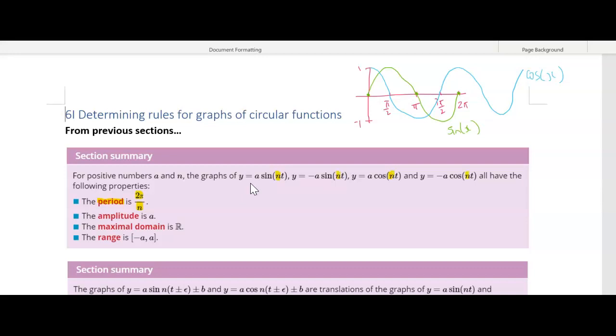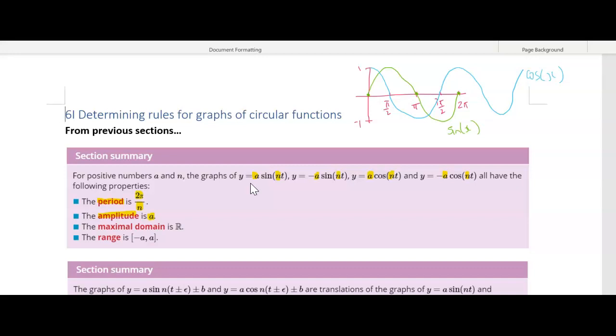A few more n's than I expected. Your amplitude is a. For the two graphs I drew, your amplitude was 1, but the value of a just stretches that graph. So whatever a is, that's your amplitude. Now it's not negative. If you've got a negative in front of the a, your amplitude is not negative. Your amplitude is always positive. The negative just means it's been reflected.